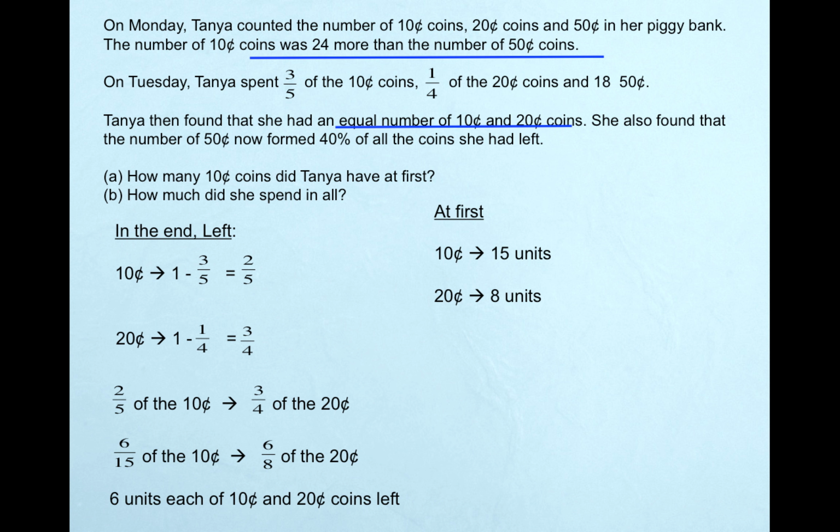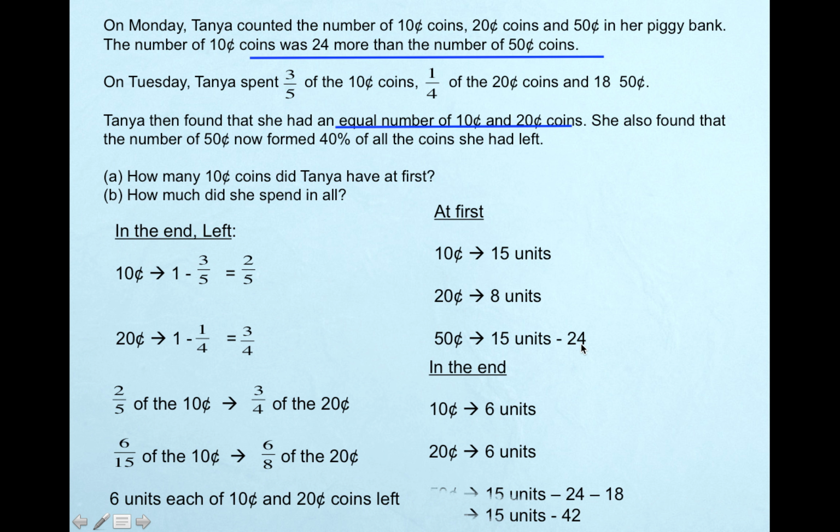We are told that the number of 10 cent coins was 24 more than the number of 50 cent coins. So 50 cent coins has less than the 10 cent coins, so we take away 24. So this is another way to express it: 15 units, take away 24. Alright, and in the end, we were told equal number, 6 units of 10 cent and 6 units for 20 cent. And from the first expression, we know that for 50 cents, it is 15 units minus 24.